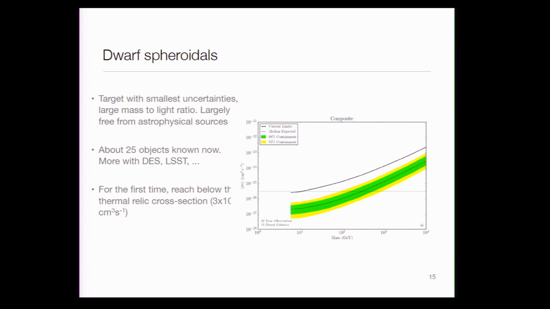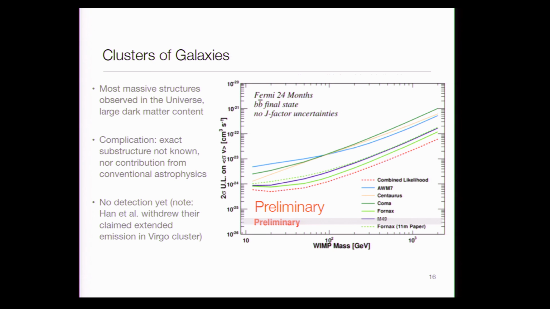So this is where we expect the limits to be with 10 years of Fermi operation and 10 more dwarfs, because we expect to find more dwarfs with instruments like DES and LSST. Okay. We've also looked in clusters of galaxies.